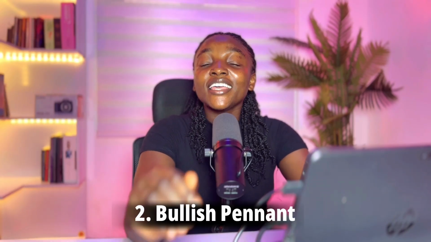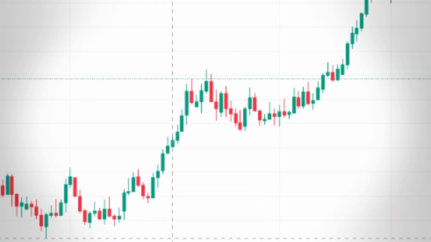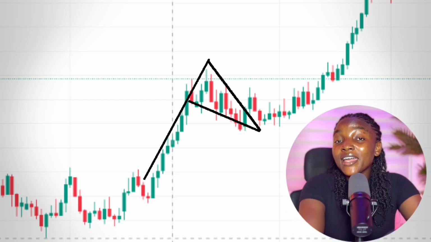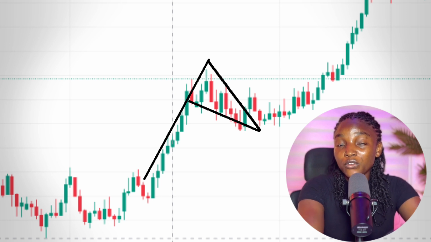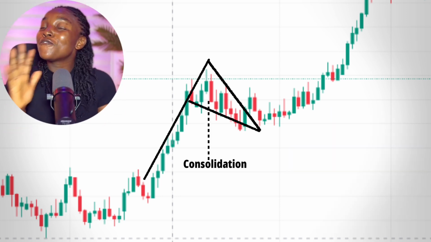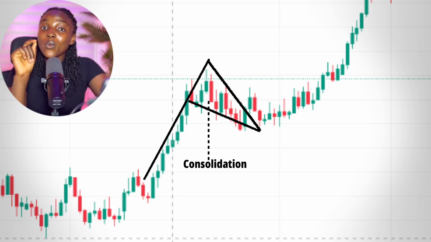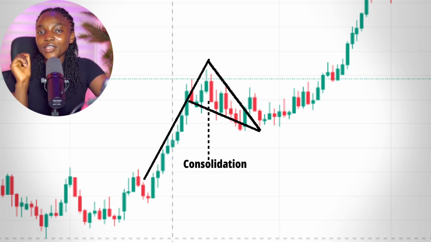The next bullish continuation pattern on this list is the bullish pennant. The bullish pennant is similar to the flag, but instead of a channel, the pullback forms a small symmetric triangle where the highs and lows converge. It usually happens after a long upward move but does not last for long. The market is consolidating. Volume is drying up a bit, but traders are watching closely. Once the breakout happens, it may be a sign that the bulls are back in control.